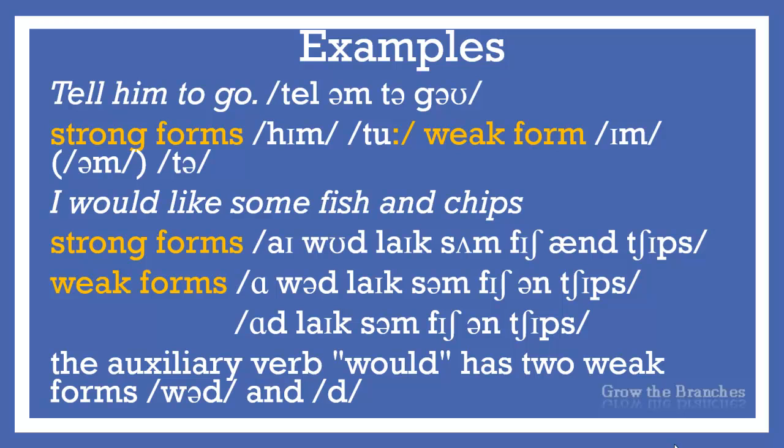Another example, I'd like some fish and chips. Strong form, I would like some fish and chips. This version sounds unnatural and, believe it or not, more difficult to understand for a native speaker. The weak form would be I'd like some fish and chips. So we can see that the auxiliary verb would has two weak forms, would and I'd like. We also have the conjunction and, which becomes an, fish and chips.